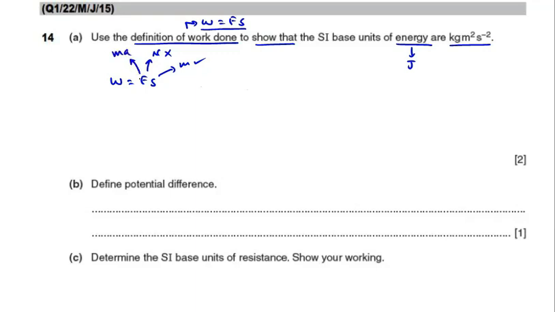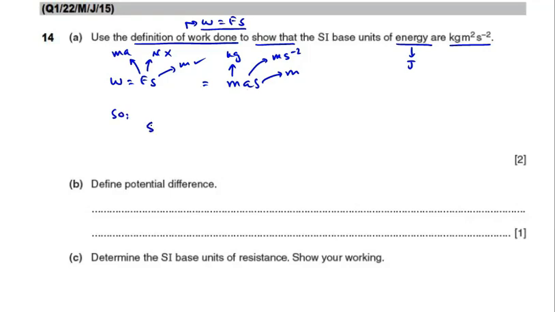So replacing F by its expression ma gives mas, where m is mass, its SI base unit is kg, a is acceleration, its SI base units are meter per second squared, and s is displacement, its SI base unit is meter. Now see students, we have obtained an expression for work in terms of quantities we know the SI base units of. So let's replace these quantities by their SI base units now and calculate the SI base units of work.